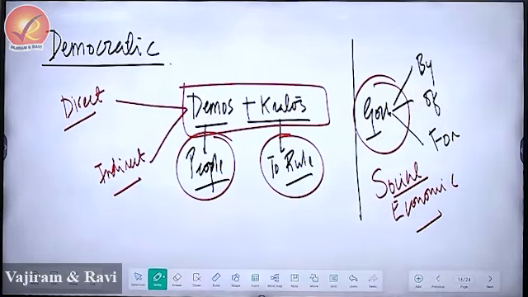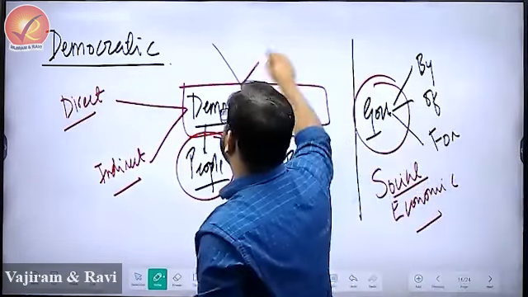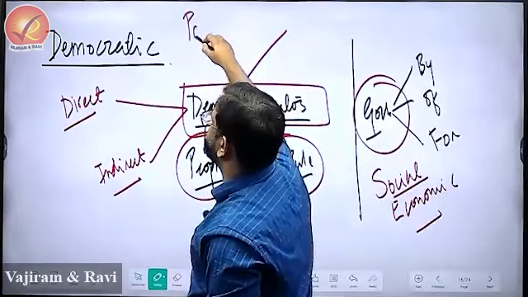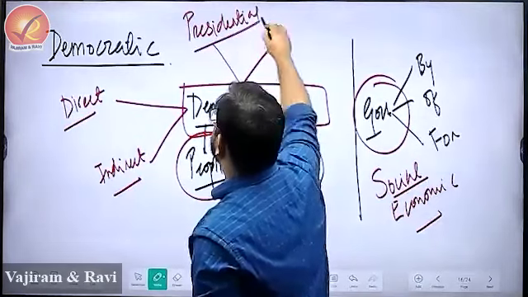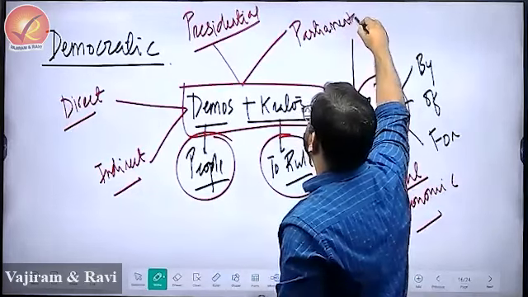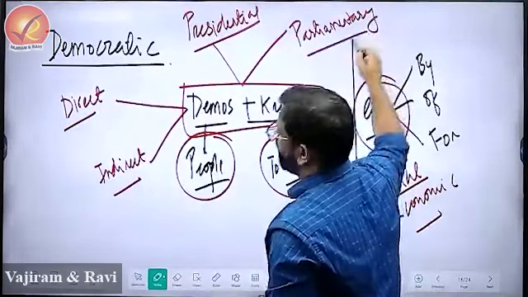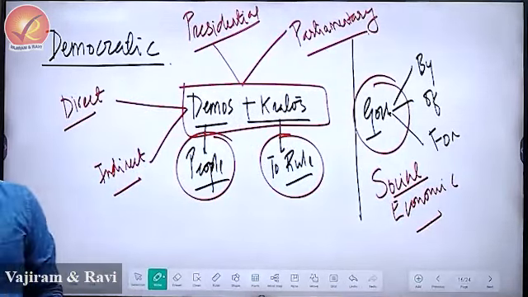That is indirect democracy. And this democratic setup has been divided into two types of settings. One is called the presidential system and the other is called the parliamentary system. In India, what kind of system do we have? Parliamentary system, right? We will read in detail about all of those things.